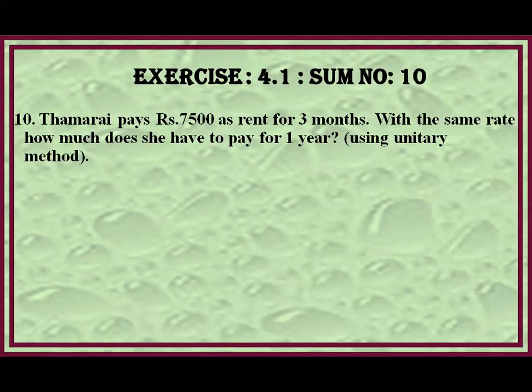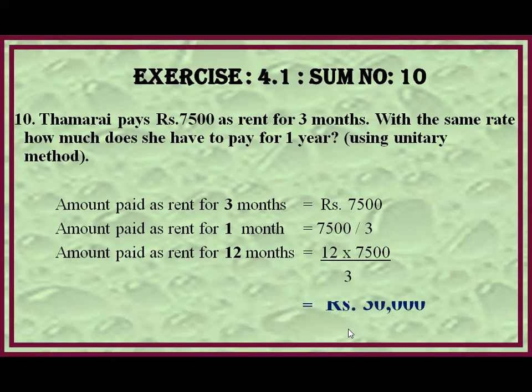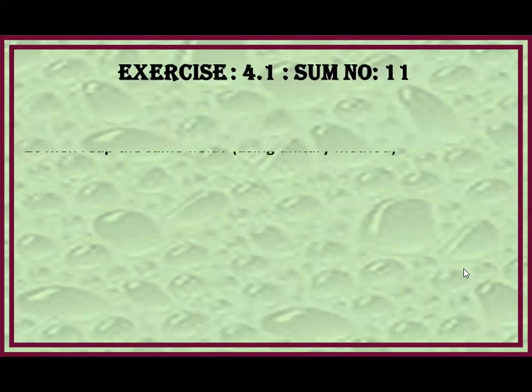Tamarai pays rupees 7,500 as rent for 3 months. With the same rate, how much does she have to pay for 1 year? So the amount paid as rent for 3 months is rupees 7,500. Amount paid as rent for 1 month is 7,500 divided by 3. So for 1 year, which is 12 months, is 12 into 7,500 by 3. So you get rupees 30,000 as the rent paid for 1 year.